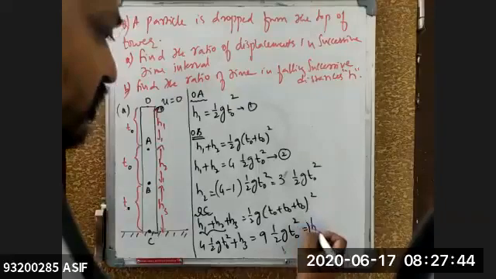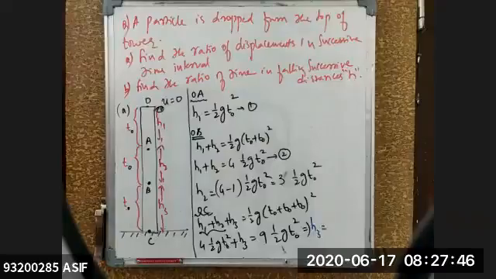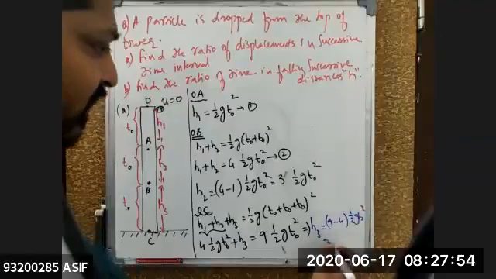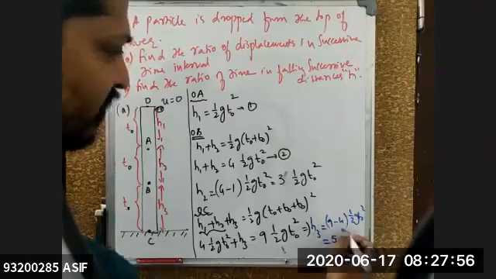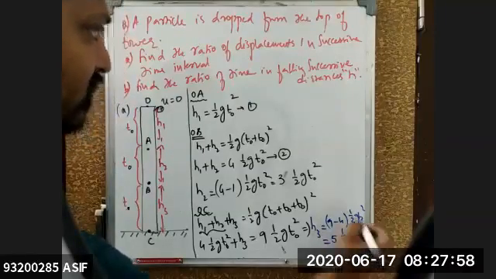Can I write like this? So from this, how much is H3? Can anyone tell me the value of H3 from the given condition? It is 9 by 2 G minus 4, half into G into T naught square. 9 minus 4 is how much for me? 5. So 5 half G into T naught square.